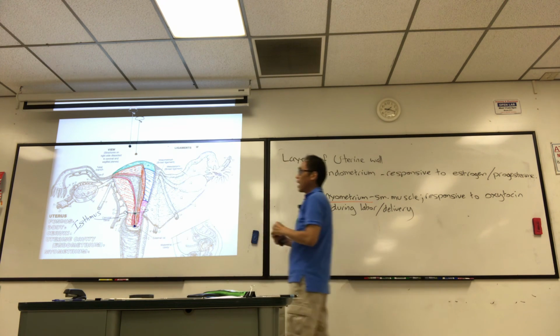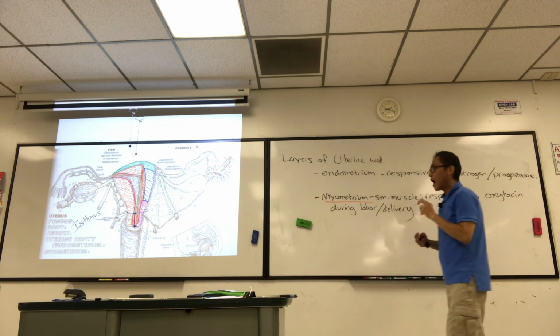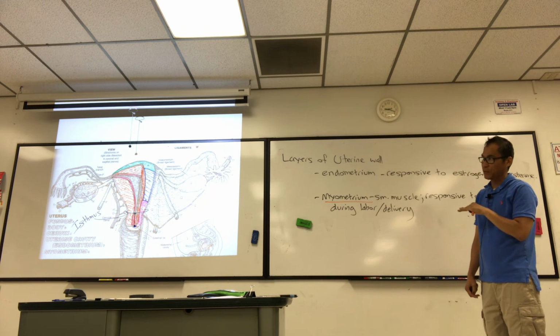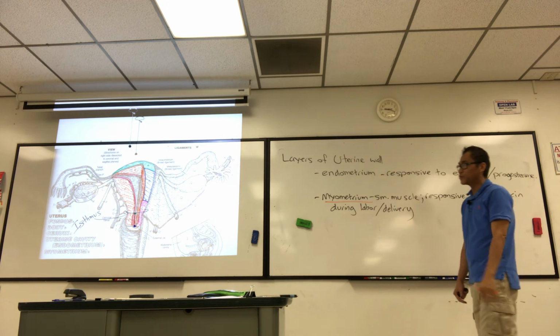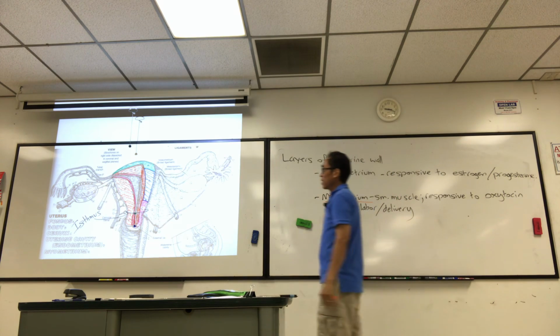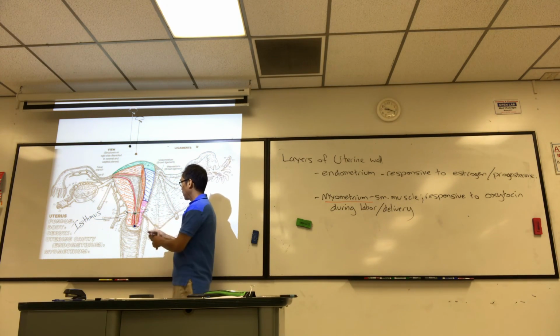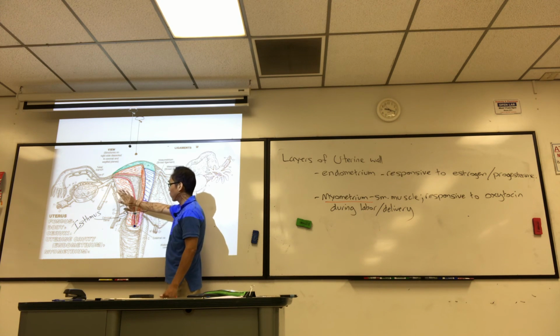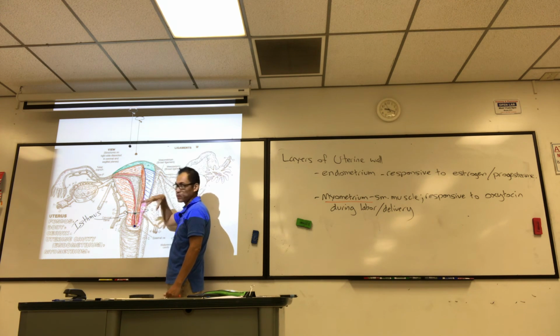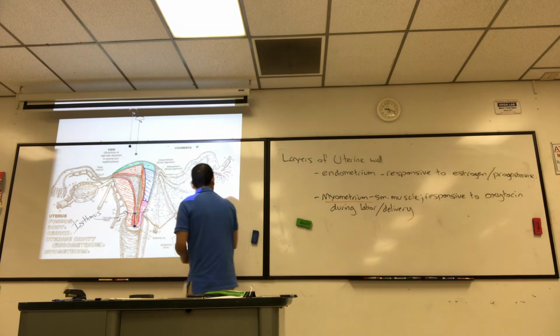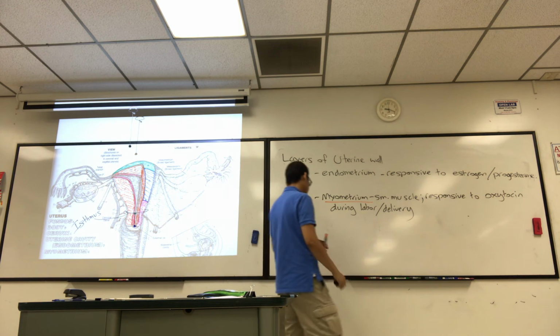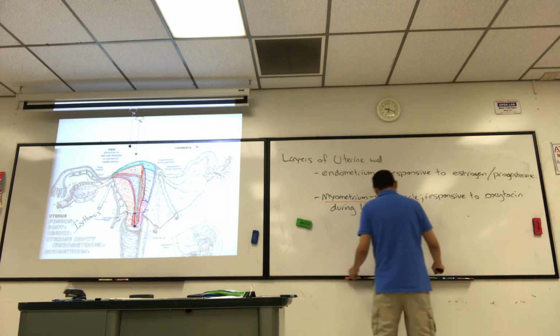So endometrium and myometrium, and the outer covering is the perimetrium, which I already talked about. The perimetrium is basically the part of the broad ligament. It's the part that is going to just cover over the uterus. So it's the outermost lining that is peritoneum. So perimetrium is peritoneum.